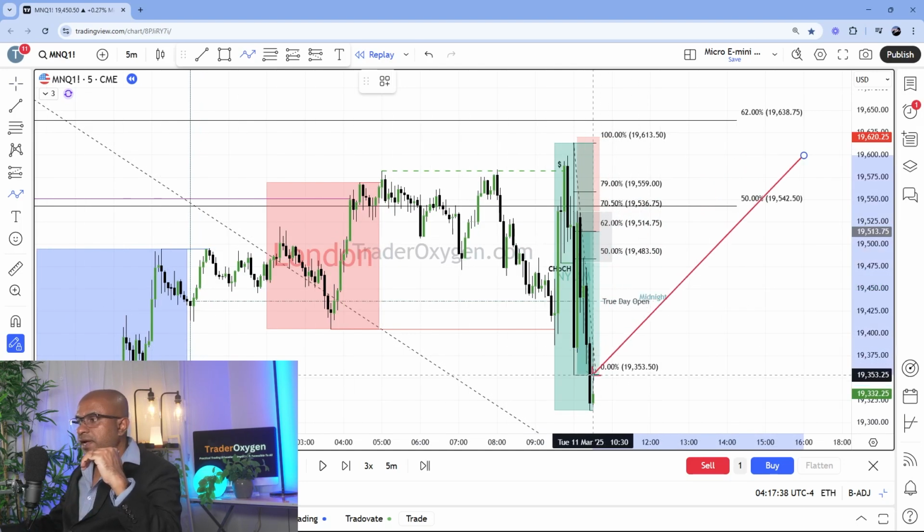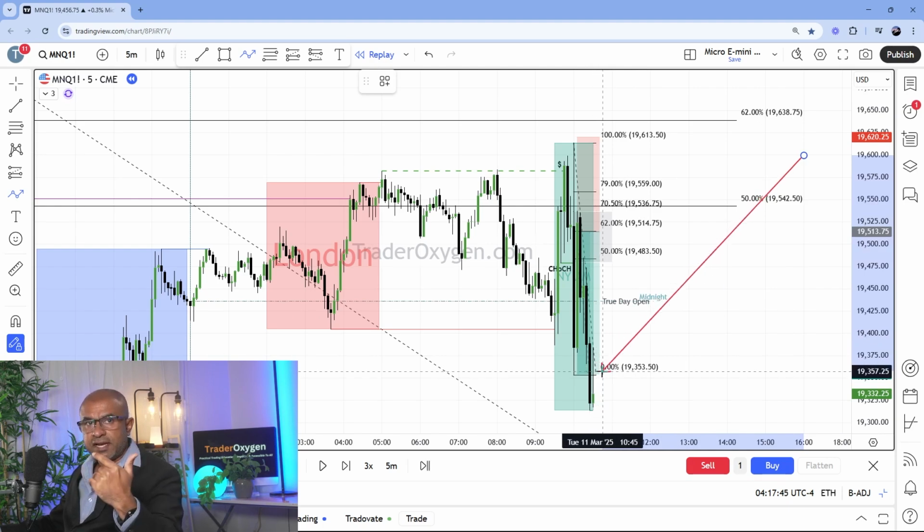You can see over here, this candle came and grabbed our first partial take profit. So we banked some profits at this level. Okay, so now let's jump into the 15-minute chart.